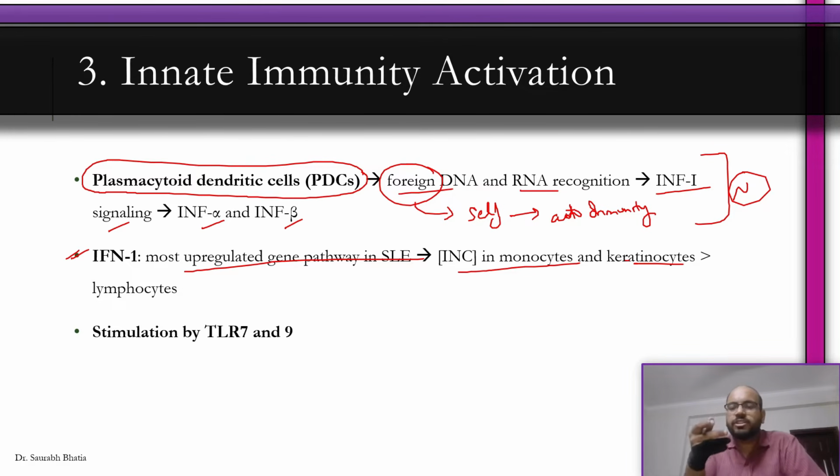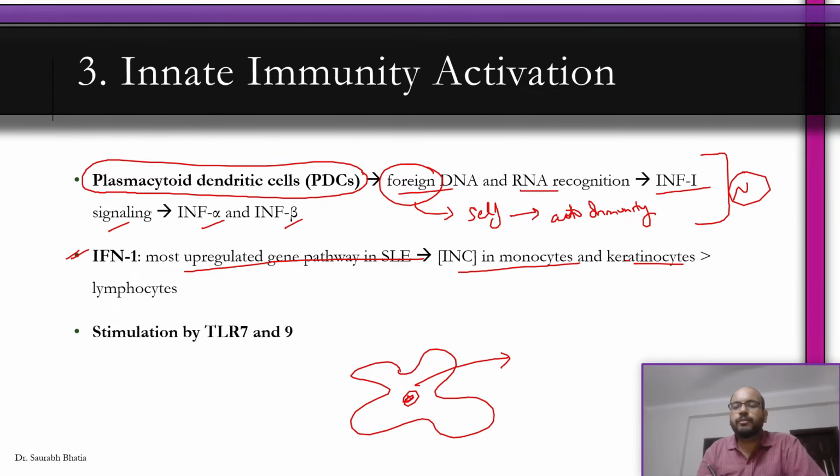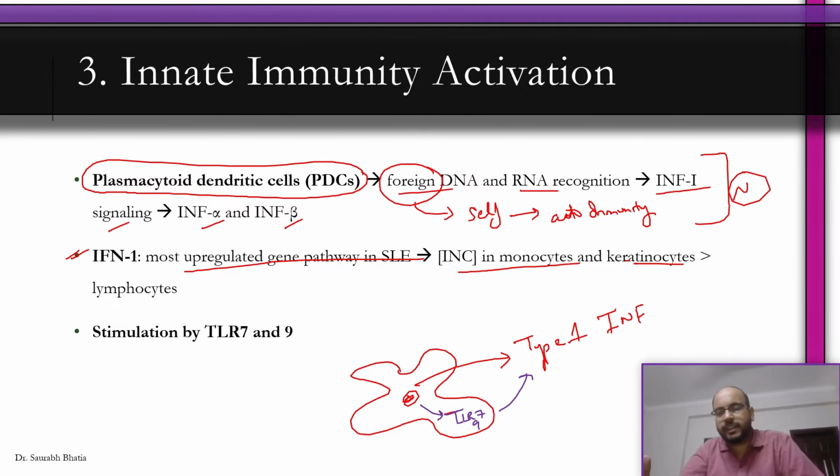Now, this stimulation of secretion of type 1 interferons, that means you have plasmacytoid dendritic cells here, and this will lead to formation of type 1 interferons. This secretion of type 1 interferons is mediated by the activation of toll-like receptors 7 and 9. Basically, two toll-like receptors, 7 and 9. And by the action of TLR7 and TLR9, it leads to secretion of the type 1 group of interferons. Clear? We'll discuss each of these steps in detail in subsequent slides. Let's move forward.